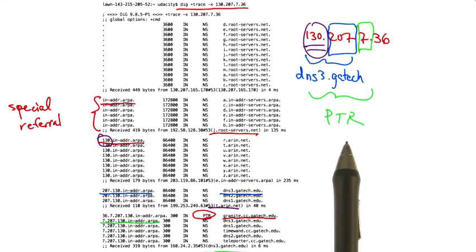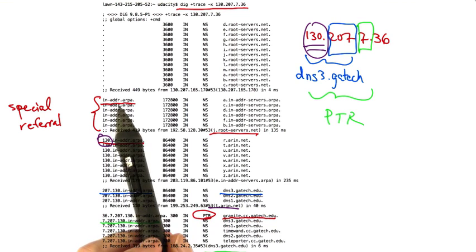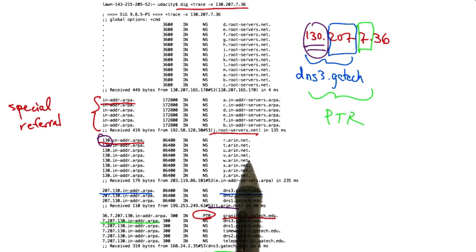So you can see that the PTR records, or those that map IP addresses to names, are resolved through a special hierarchy through in-addr.arpa at the root, followed by a walk through the regional registries and ultimately to the domains, such as Gotek, that are responsible for particular regions of the IP address space.